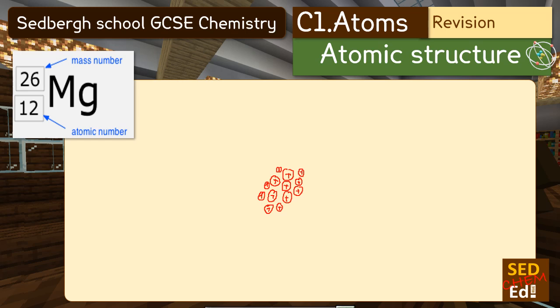Now, to draw my neutrons, I'm going to use something else. You might just draw a hollow sphere. I'm going to change colour as well. Now, 26 minus 12 is 14. So I'm going to draw 14 neutrons in and around my protons.